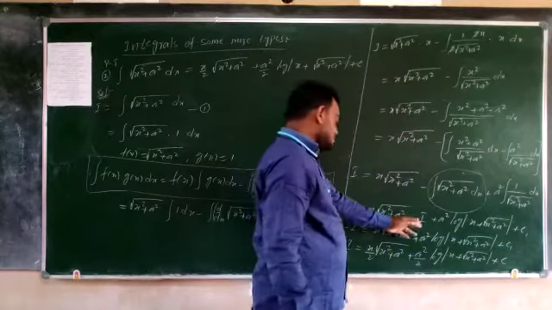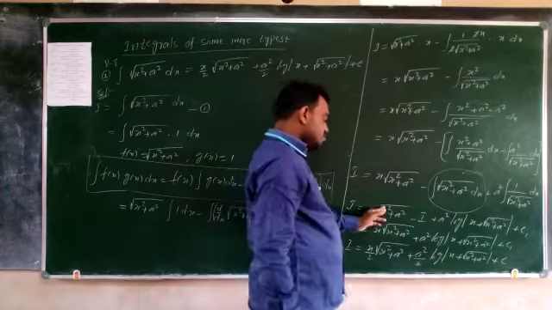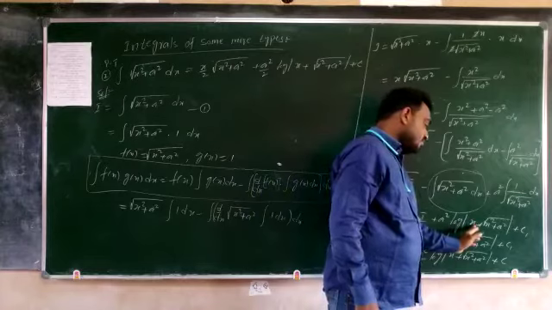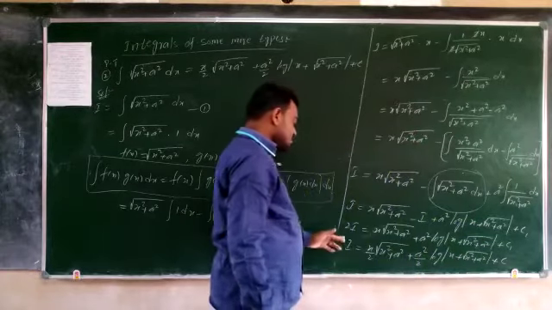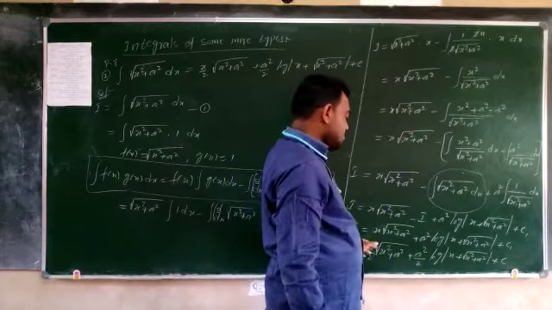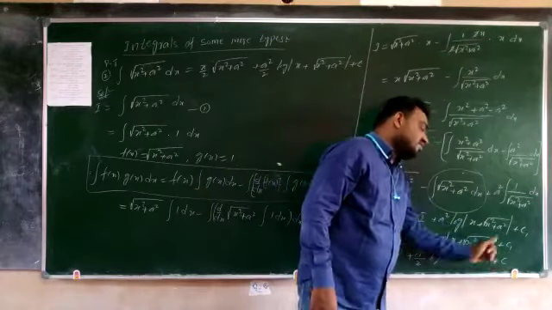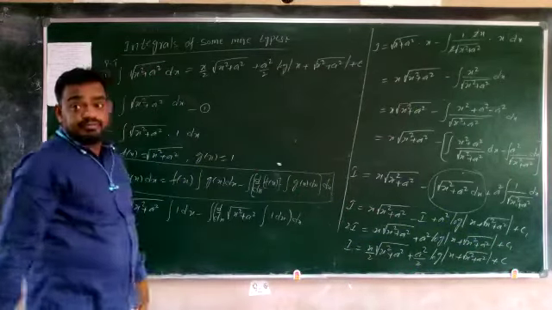Next, minus I is taken to the left side, I plus I is 2I. 2I is equal to x into square root of x square plus a square plus a square into log mod of x plus square root of x square plus a square. Next, 2 is taken to the right side, dividing each term. So C1 by 2 I am writing as capital C. So this is the solution of the second one.